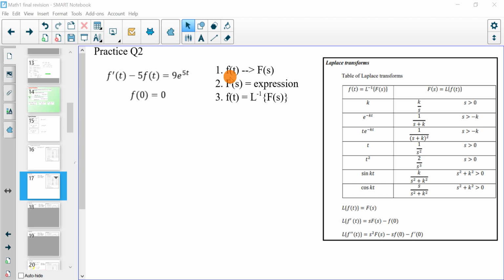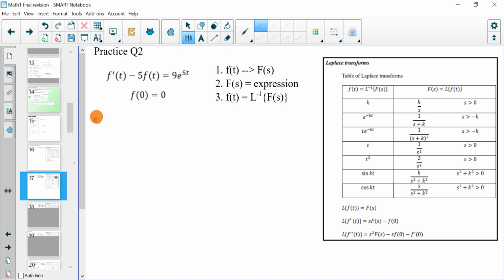Second step, once you have transformed everything, you want to do some algebra and obtain an expression for f of s. Once you have an expression for f of s, you want to pattern match again on the Laplace transform lookup table from the right side to see what corresponds to your expression, and therefore look up what's the f of t, hence solving the differential equation.